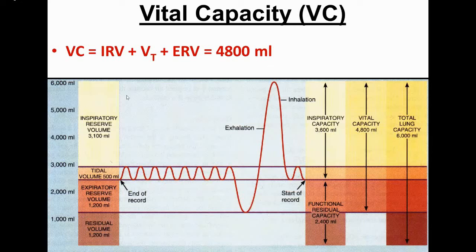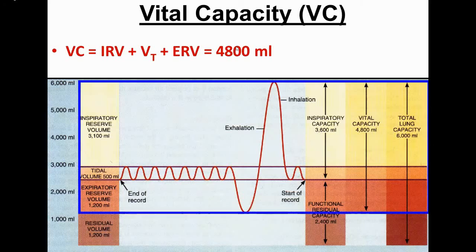So this is the vital capacity. If we add all these, we will get 48 milliliters. So this is the normal amount. And if there is some disease, any restrictive disease or obstructive disease, the normal parameters are then changed.